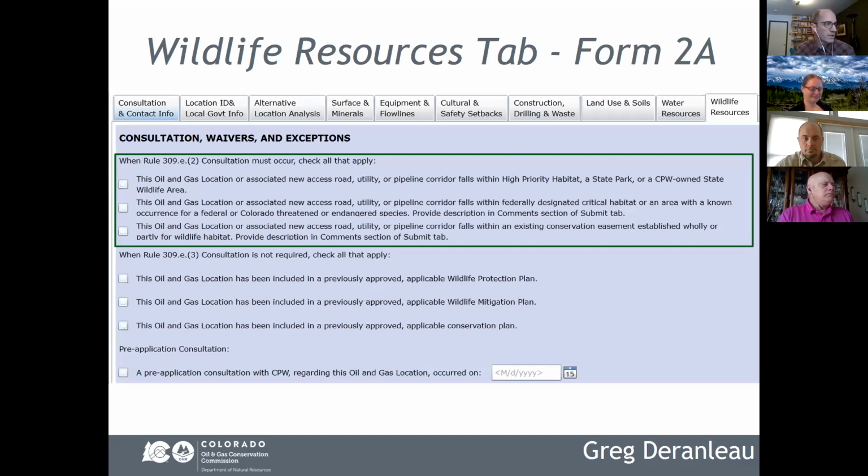And so outlined here, the first three checkboxes explicitly ask about the applicability of Rule 309E2 A, B, and C. So the first question is the location within high priority habitat? Also included is a state park or CPW-owned state wildlife area. Second question is the location within a federally designated critical habitat or an area with known occurrence for federal or state T&E species, threatened and endangered species. And then the third question is the location and conservation easement established for wildlife habitat.